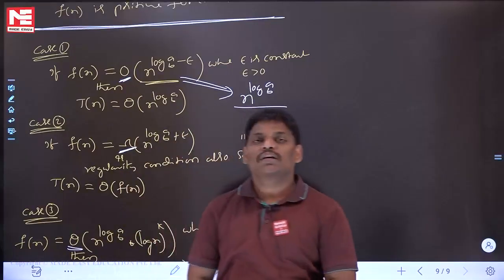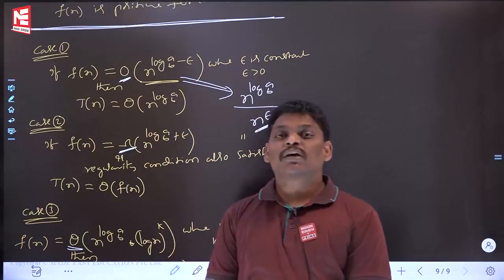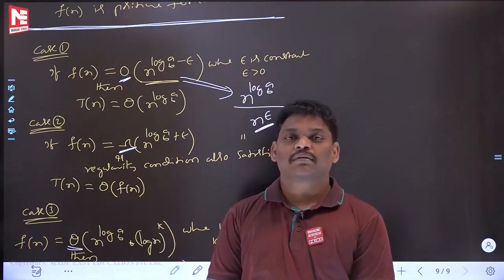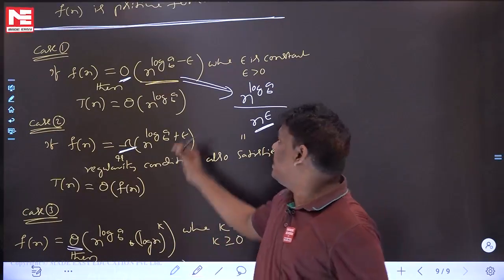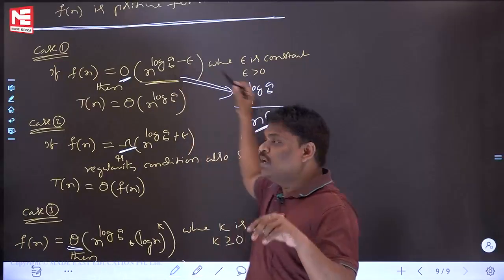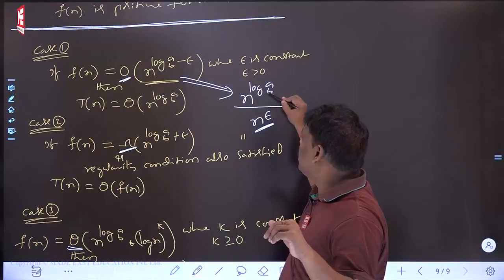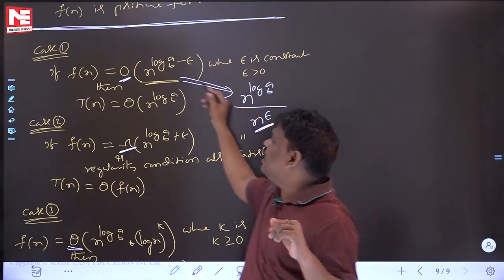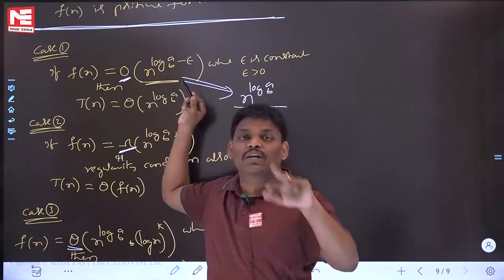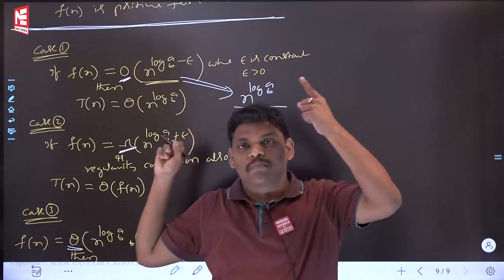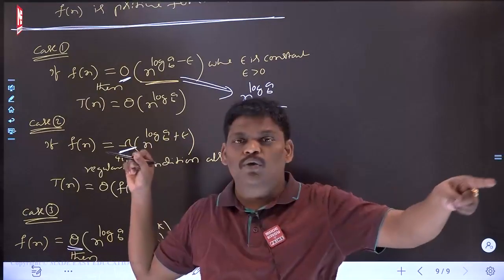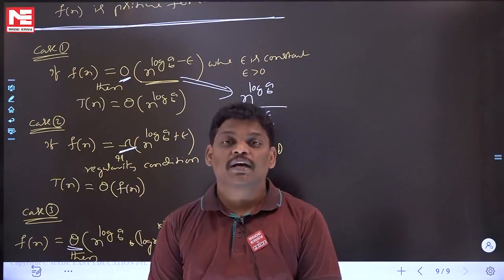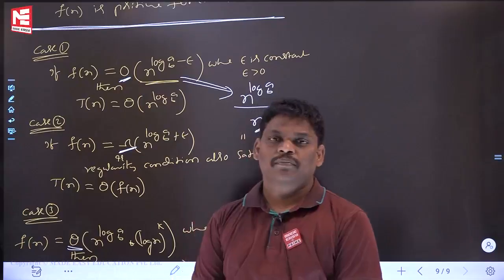Can you help me now? What is case 1 of the master theorem saying? Case 1 of the master theorem is saying that, comparing f of n and n power log a base b, n power log a base b is bigger. And one more thing, if you divide n power log a base b by a polynomial, then f of n and n power log a base b are both equal. What is the meaning? If you divide n power log a base b by a polynomial, you are getting f of n. It indicates that n power log a base b is bigger by polynomial time.